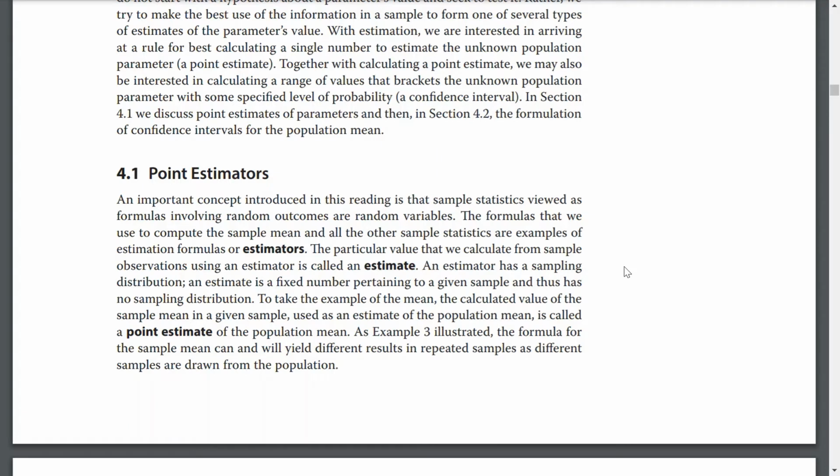To take the example of the mean, the calculated value of the sample mean in a given sample used as an estimate of the population mean is called a point estimate. With the population mean, as Example 3 illustrated, the formula for the sample mean can and will yield different results in repeated samples, as different samples are drawn from the population.